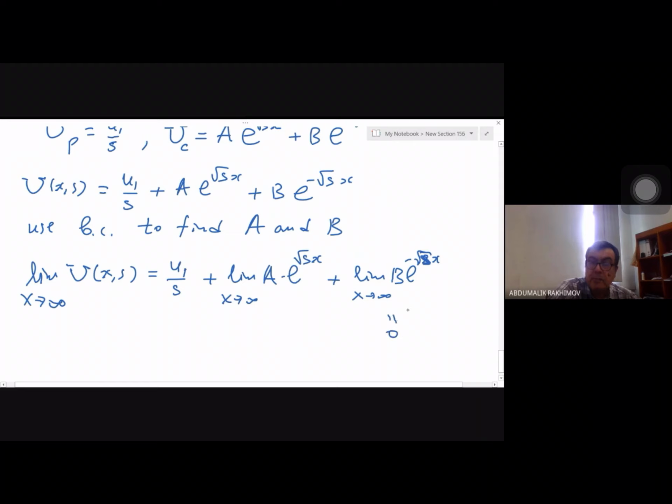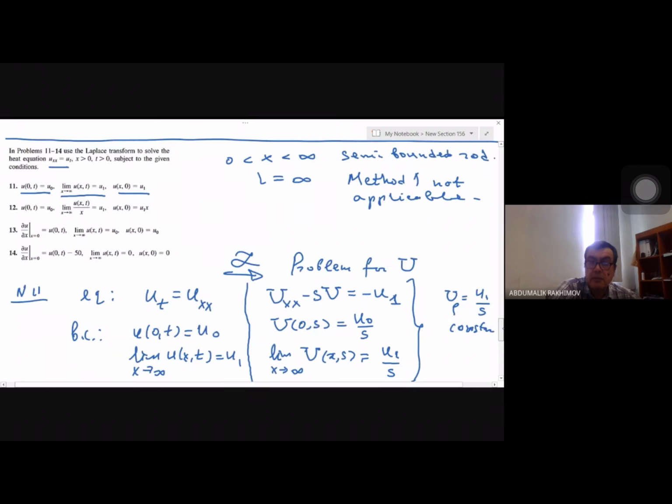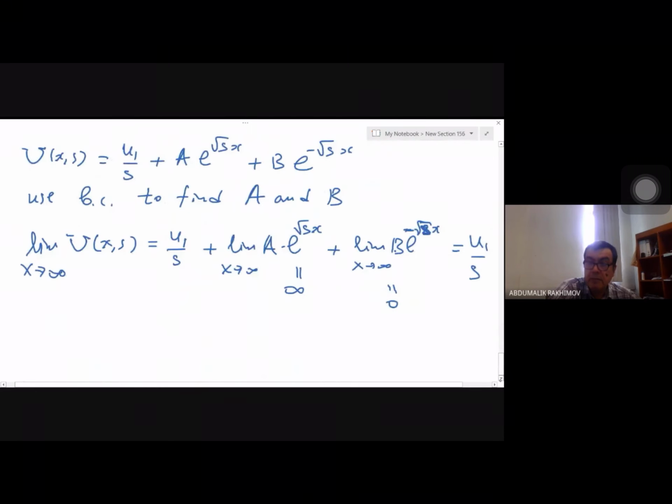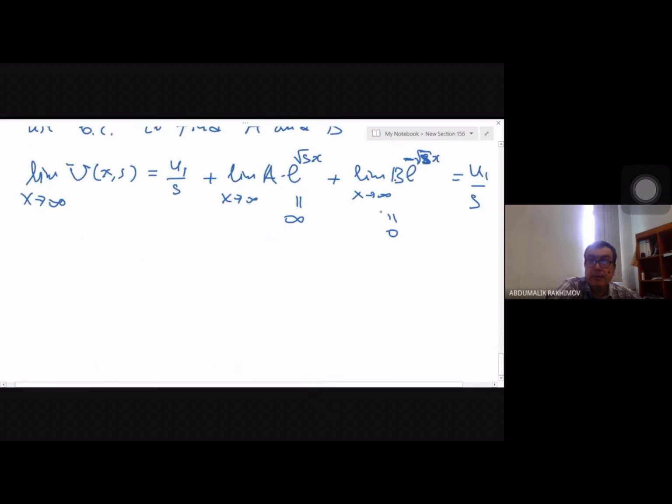This one is 0. Why? Because exponential minus x, when x goes to infinity, is 0. What will happen with this? This is going to infinity. Exponential infinity is infinity. What must be the result according to the boundary conditions? It must be equal to u1 over s. When will it be u1 over s? This last term is 0, the first term is u1 over s, then the second term must be 0. So what do we conclude? A must be 0. If A is not 0, then we have a catastrophe, right? A is 0.